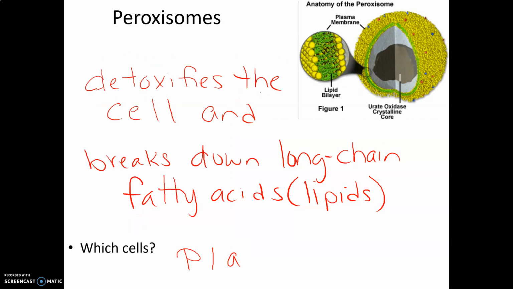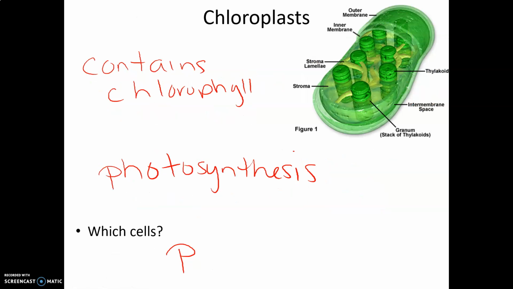And then peroxisomes are also these small little organelles. And on the inside of them, they have this urate oxidase, a type of enzyme. And its role is to help detoxify our cell, okay? It can break down long-chain fatty acids and other things that the cell no longer needs. Its outside, like most of them, has this lipid bilayer. So remember, these are membrane-bound organelles. You'll find this in your plants and your animals.